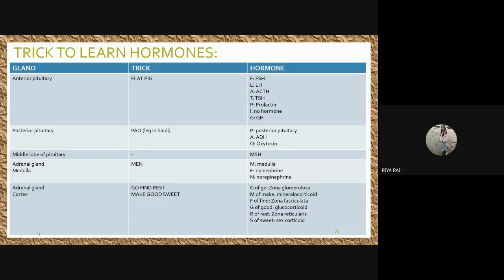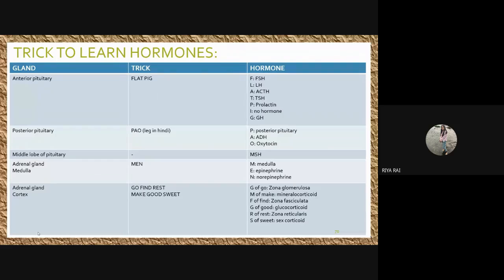I have not included all the glands, but some of the glands, just like the anterior pituitary gland, we can remember it by the trick that is FLATPIG. F for FSH, that is follicle stimulating hormone. L for luteinizing hormone. A for adrenocorticotropic hormone. T for thyroid stimulating hormone. P for prolactin. Actually I does not have any hormone, but I have added that just to maintain the word, and G is the growth hormone.